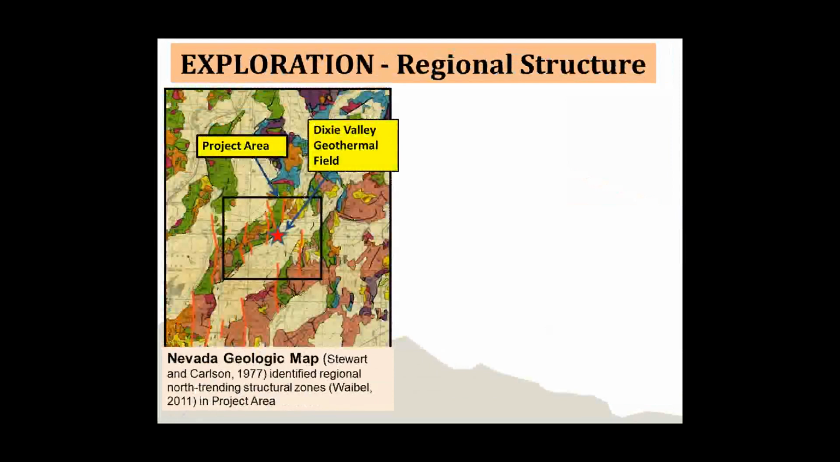We started with a regional structure. This is the state geological map. The Dixie Valley geothermal field is shown by the red star. It's producing approximately 60 megawatts of power. And one of the things that we recognized is not only do we have a northeast-southwest trending grain here, but the mountain range itself is broken up in a number of places, and that happens to coincide where you have north-south structures coming through the range, and these north-south structures are regional in extent.